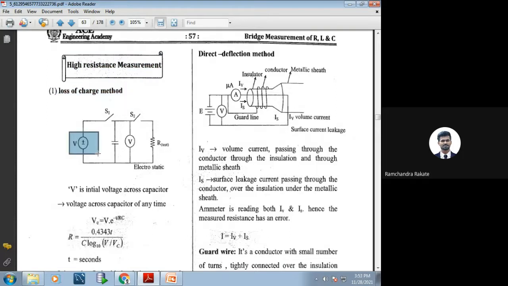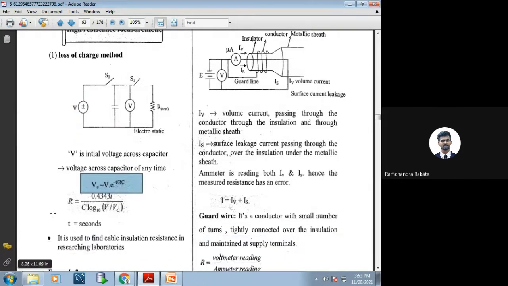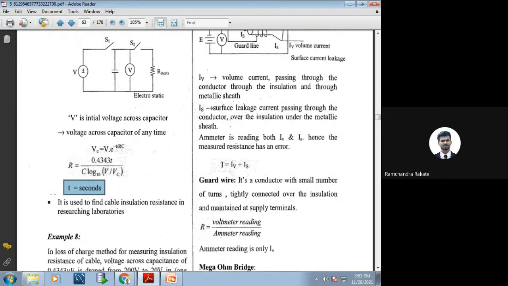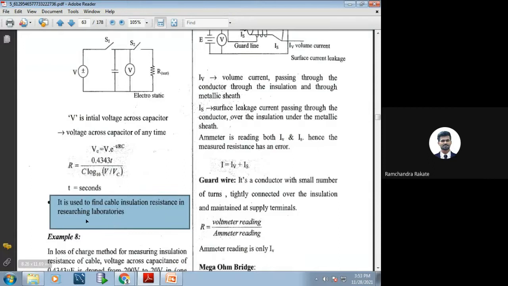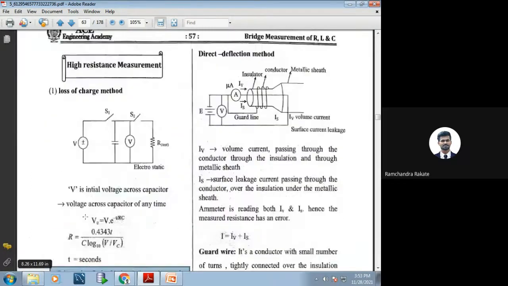Initially, V is the voltage across the capacitor. Voltage across the capacitor at any time is given as VC is equal to V into e raised to minus T upon RC. R is equal to 0.4343 T upon C log of V upon VC, with T in seconds. It is used to find the cable insulation resistance in a research laboratory. We are utilizing this one. Correct.